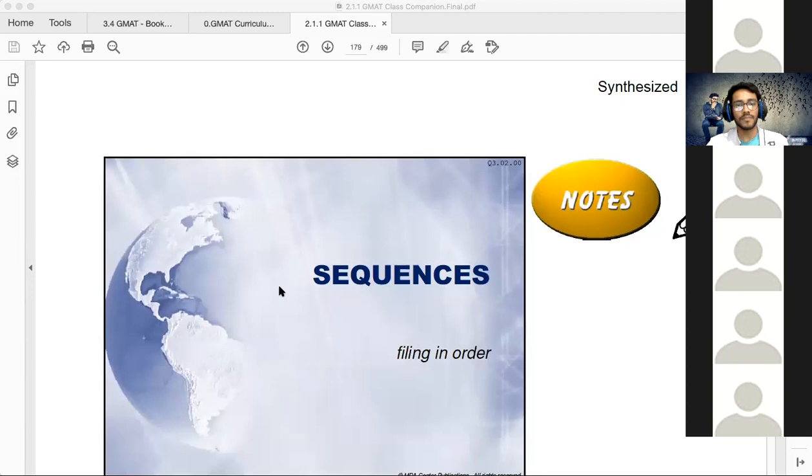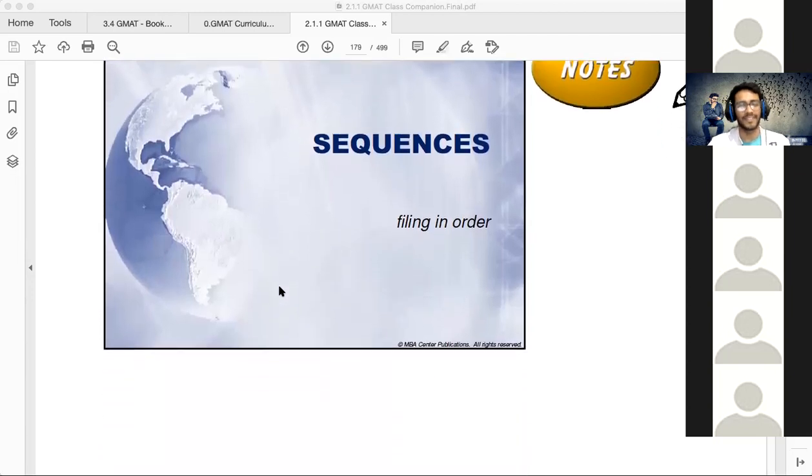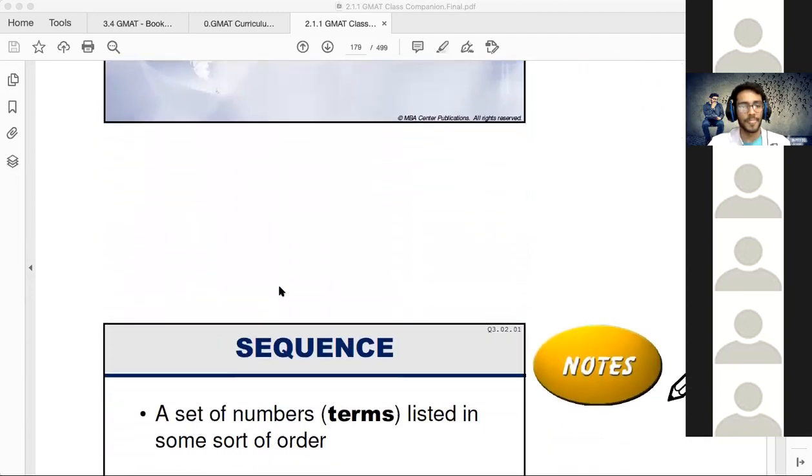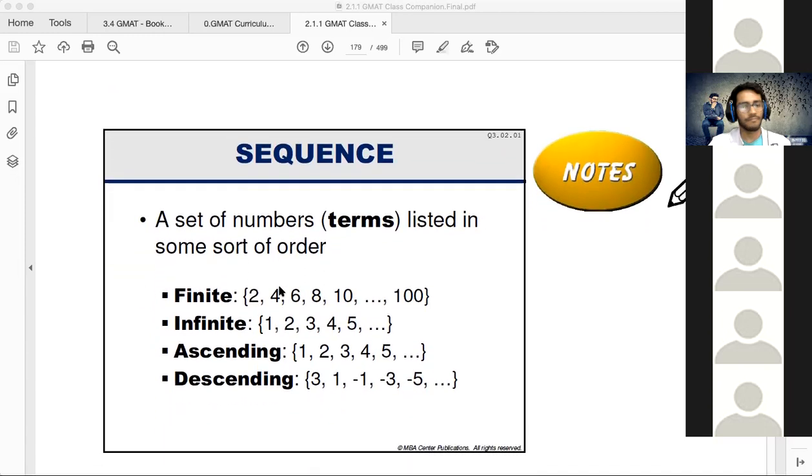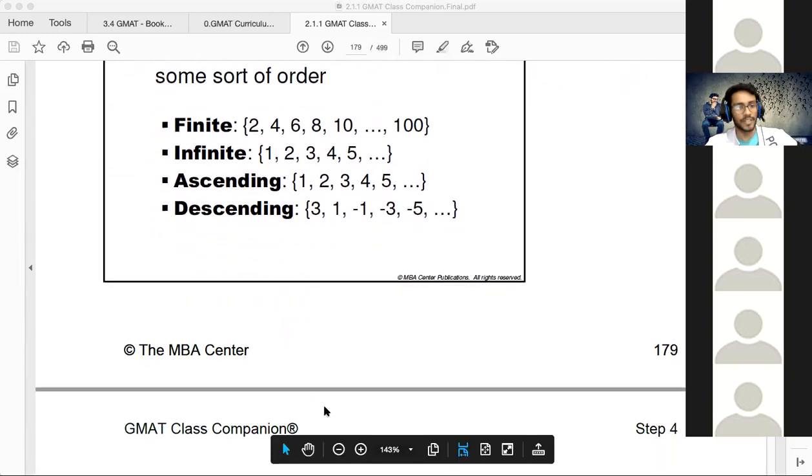Okay, what is this? Sequence, filling in order, very easy concepts. A set of numbers, terms listed in some sort of order: 2, 4, 6, 8, 10, 100, 1, 2. This is finite, this is infinite, it will go on. This is ascending, this is descending. If you see some certain pattern, that is called a sequence. It should be in a certain order.